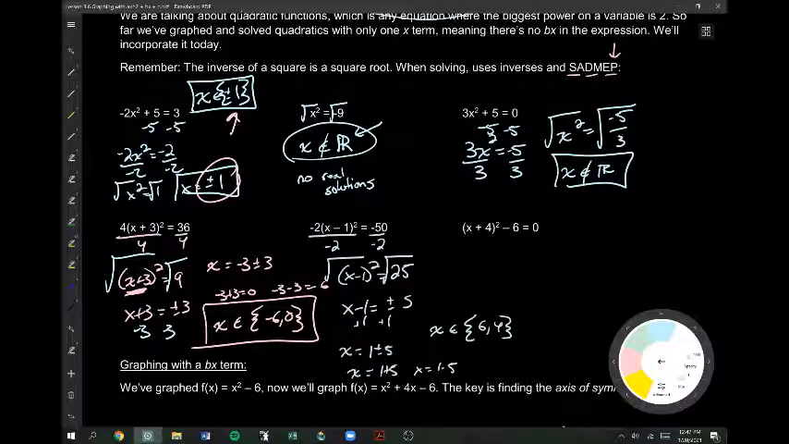I can check by just plugging one of these in. If I plug in a 4 for x, I would do 4 minus 1 is 3. 3 squared is 9. 9 times negative 2 is negative 18.